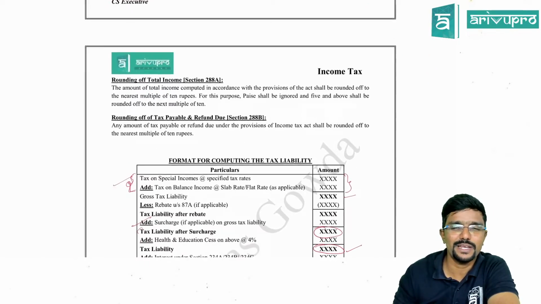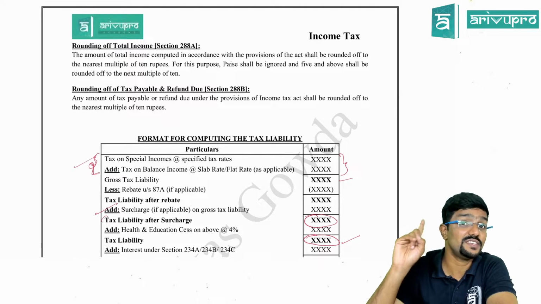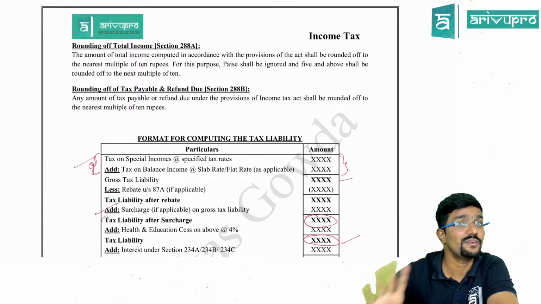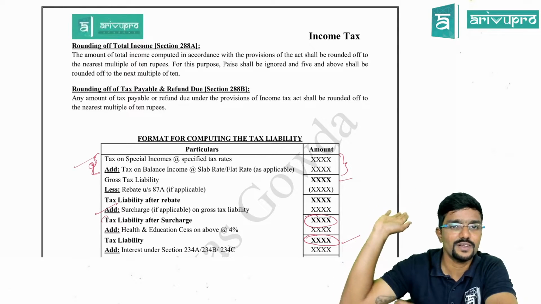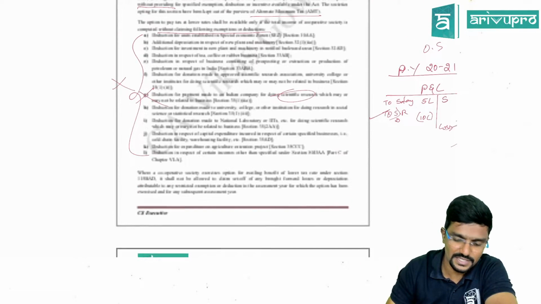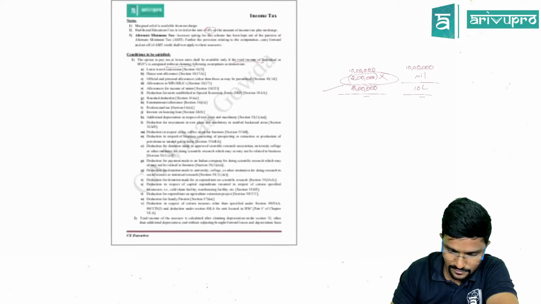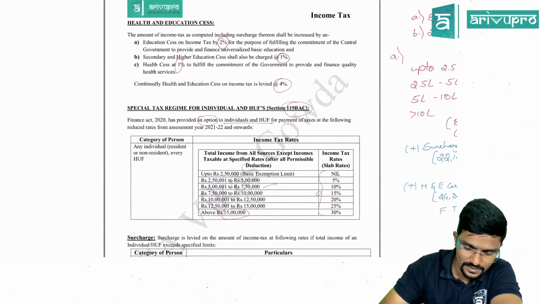The new scheme applicable for cooperative societies is not so important, but for individuals and HUF it is very, very important. In other chapters also, we'll be seeing these sections. So please be very careful. You can also mark a star there, where it says new scheme for individuals and HUF. Yeah, this one. This is important.